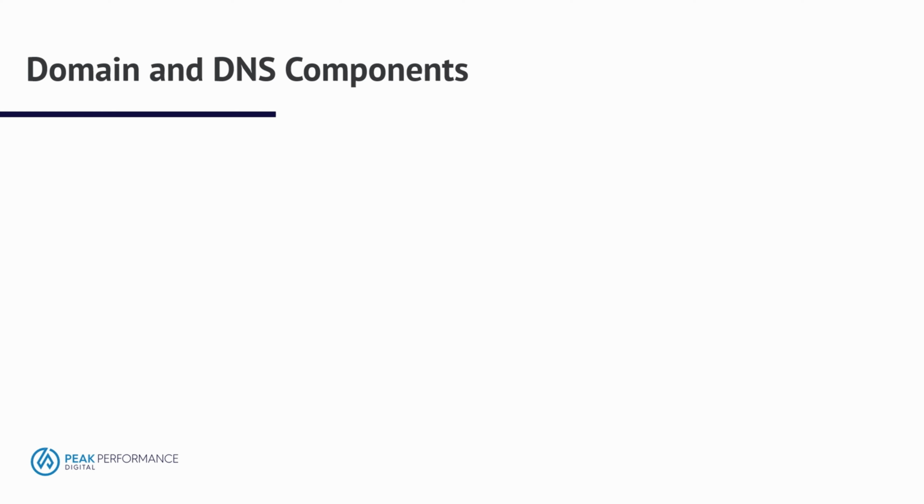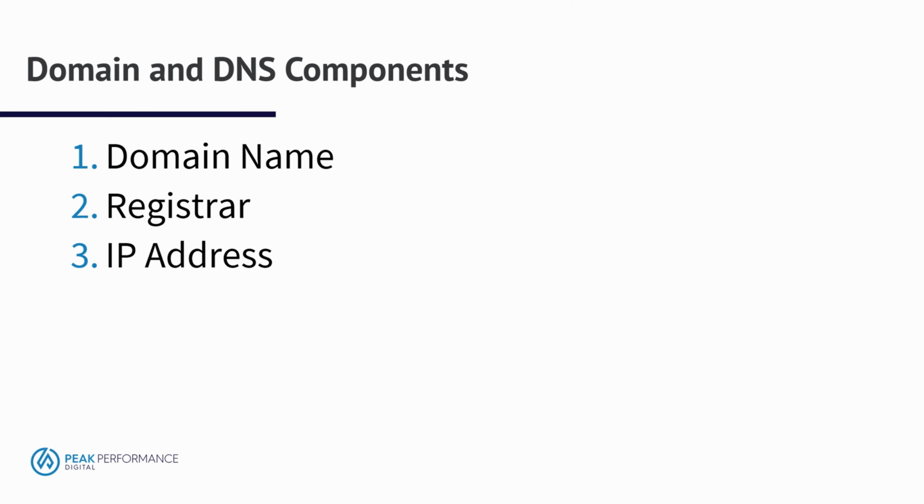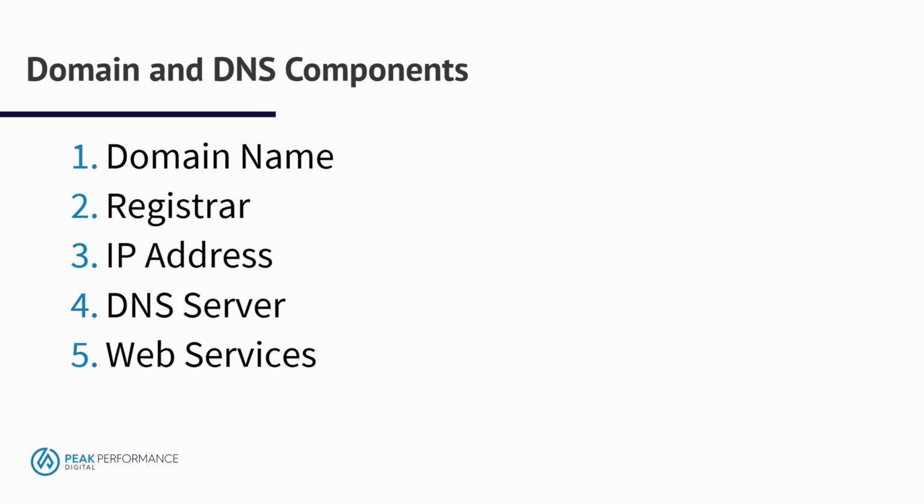There are a lot of components and pieces to DNS. First of all, you have the domain name itself. That's something like mycompany.com. Then there's the registrar, which is where you buy and register the domain name. The IP address is what your computer uses to find things on the internet. And of course, there's the DNS server that does the translation between the name and the IP address. Lastly, you have the web services themselves. Things like web servers, email servers, VPN servers, basically anything out there that you want to reach by name.